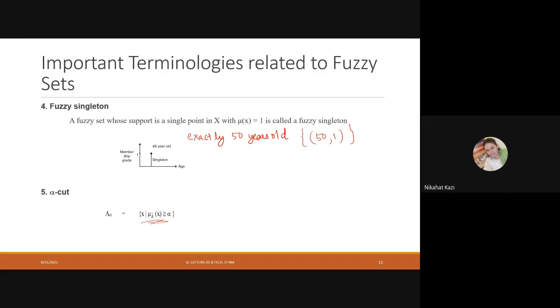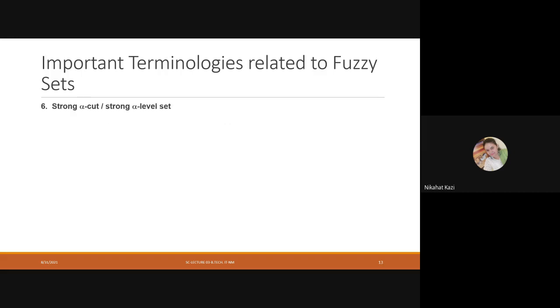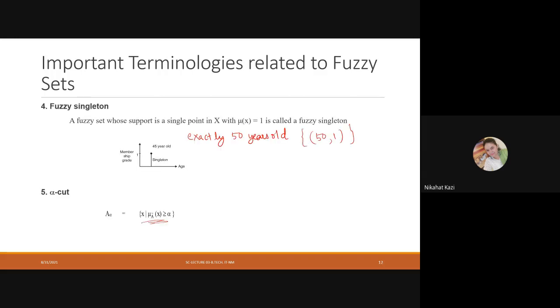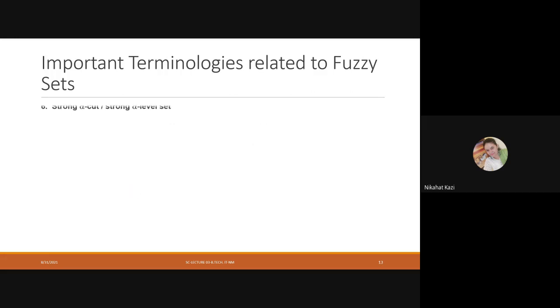One more thing is alpha cut is also known as alpha level set. Alpha cut or alpha level set. It's a level. Beyond that level, you are finding out all the elements. So strong alpha cut, strong alpha level set. Then you have cardinality. What is the cardinality of a classical set?